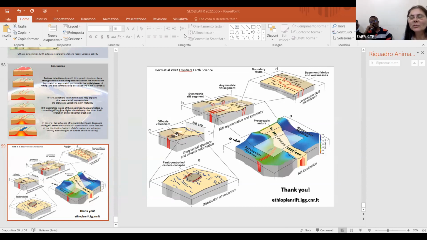I was just curious about the inheritance that the mantle plume itself would have caused. You talked about tectonic inheritance, but what about the weakening of the lithosphere by the mantle plume itself prior to rifting? Yeah, I think it's a good point, and I think it has a very important influence on that.